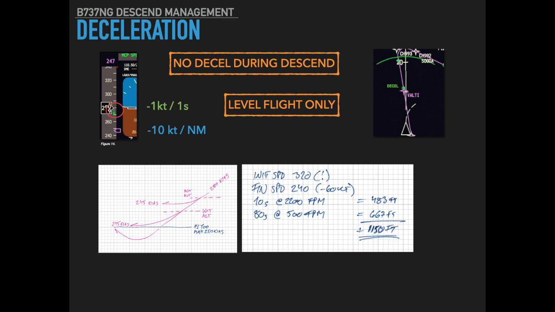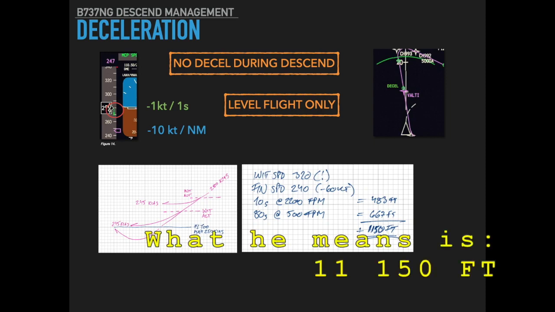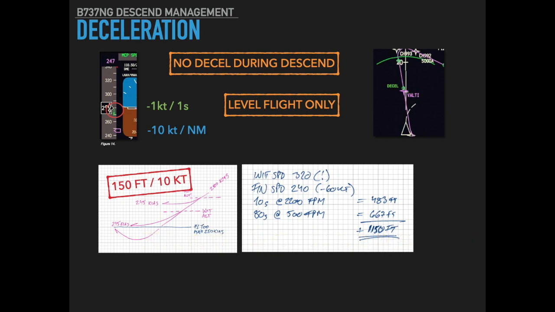So the initiation altitude is 11,000 and 150 feet. The approximated initiation altitude would be 1,200 feet above, so an initiation altitude of 11,200 feet. As you can see, it makes little difference if you're really correct on the initiation altitude as long as you're conservative.